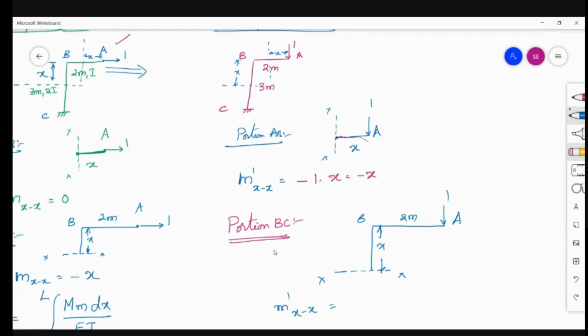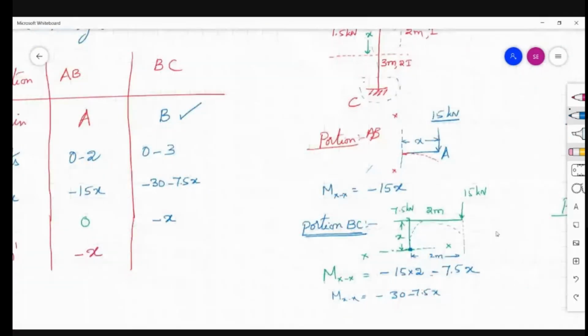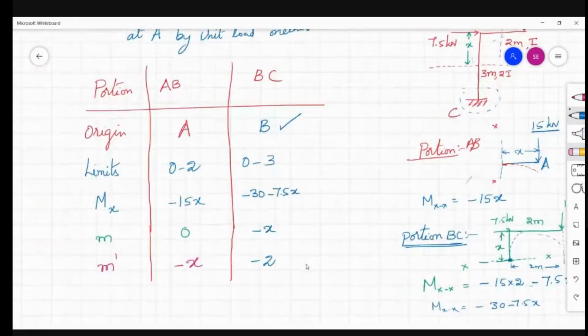This is regarding the vertical deflection. Now see here, 1 into what is the distance? 2 meters. Here the moment is to be taken at this point, so it is creating hogging only. So 1 into 2, the distance is 2 meters, minus 1 into 2. So this is minus 2. For portion BC, the moment due to the unit vertical load is minus 2. Write down the same thing in your tabular form.